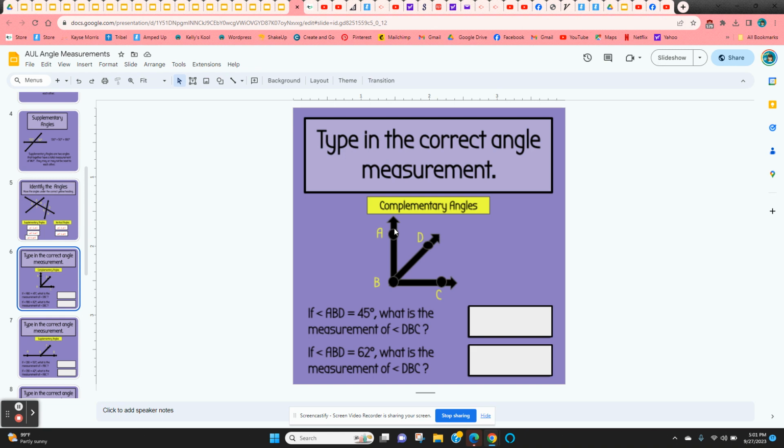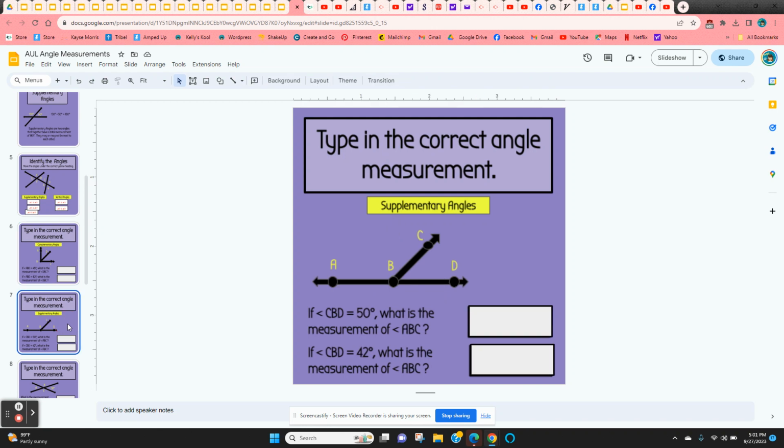Slide 6, they're given a diagram of complementary angles. That means they have to add up to 90 degrees. So it says if ABD is 45 degrees, what is DBC? They just have to take 90, subtract 45, and type in the answer here. And if ABD is 62 degrees, what is DBC? They're going to type in that answer.